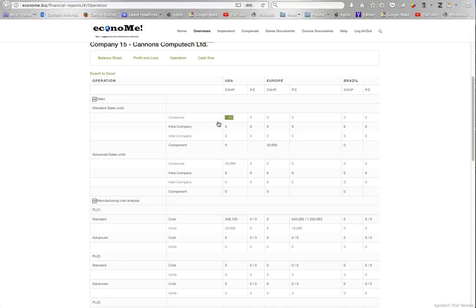When we see here that this company has 1,000 in terms of chips to consumers, it means this company has sold 1,000 units to consumers in the USA. It has sold nothing elsewhere. On the contrary, in Europe, it has used 20,000 chips to make PCs. That's an illustration of what component means. It means using the chips you have into making PCs. And then it has also sold 20,999 units of deluxe chips in the USA.